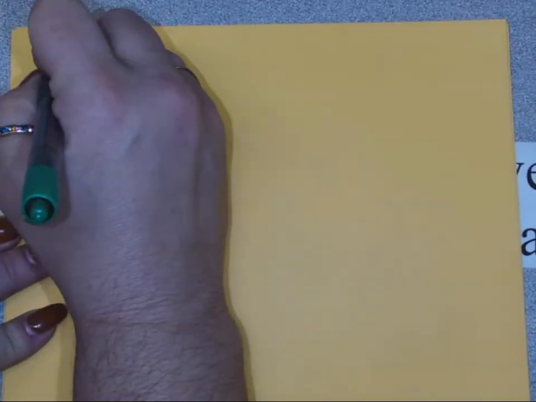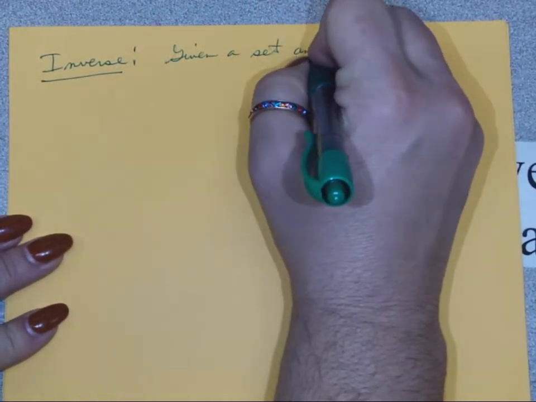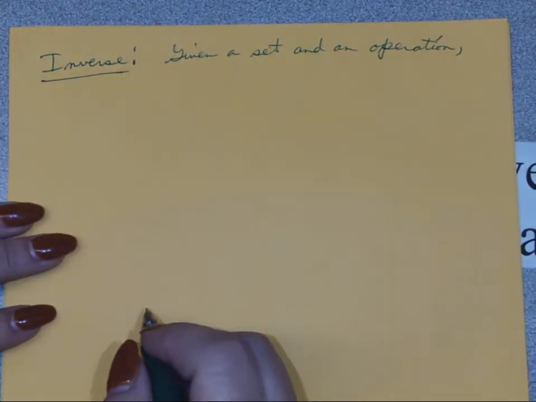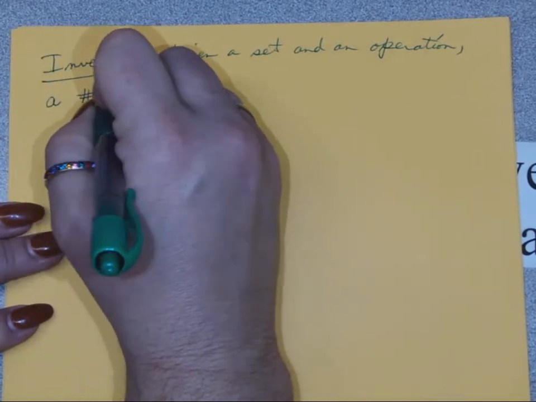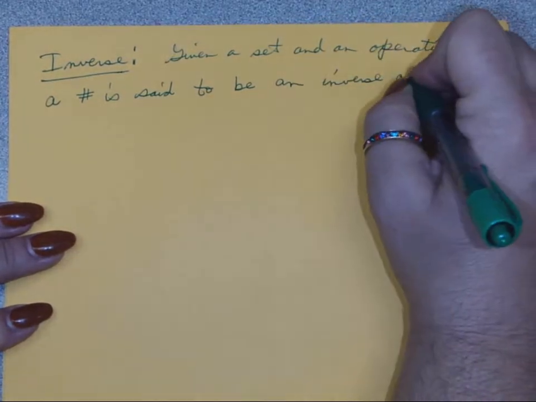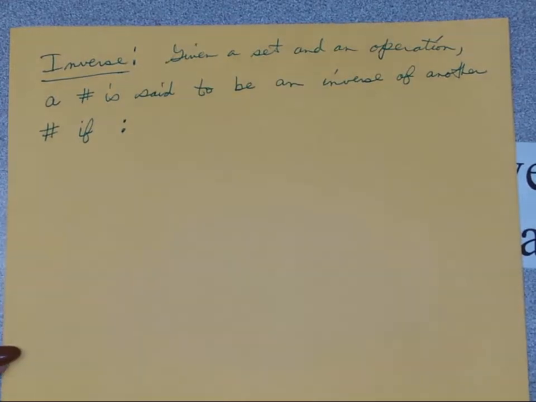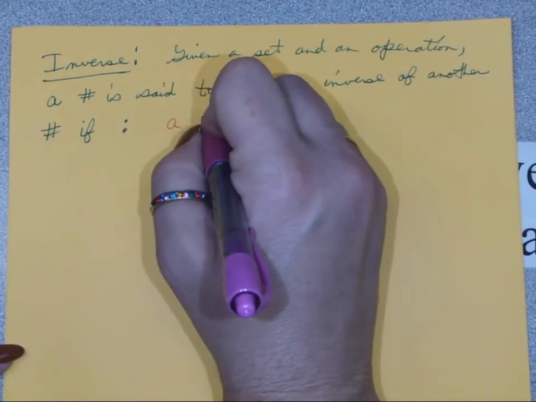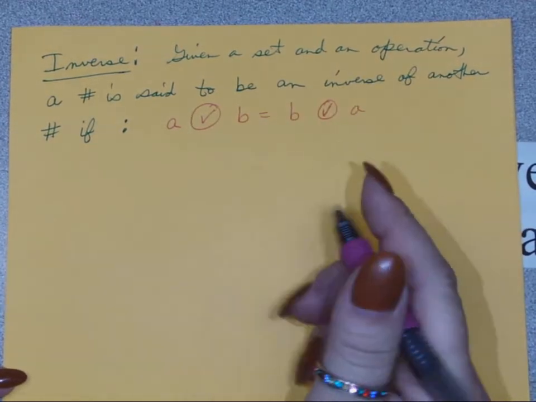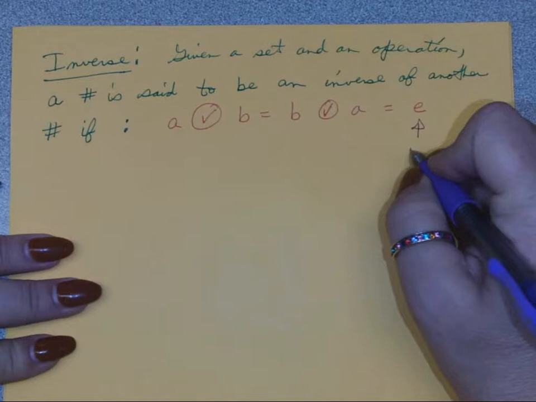So here we go, the inverse property. Okay, given a set and an operation. You should be tired of me saying that. I'm tired of saying that, so hopefully you're tired of hearing it. Given a set and an operation, a number is said to be an inverse of another number if, okay, we're going to use a little check mark here. A check mark B is equal to B check mark A, which just means the order doesn't matter, right? And I get back E, where E is the same guy we just talked about, the identity element, right?